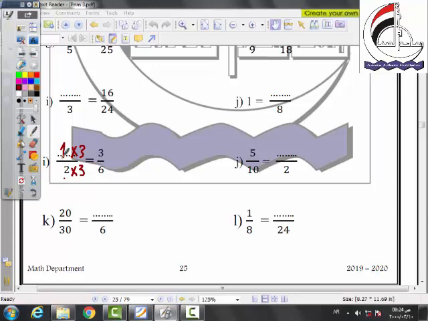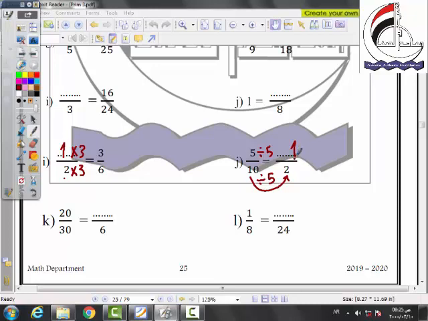5 over 10 equals blank over 2. 10 became 2. Did the number increase or decrease? Decreased. So do we multiply or divide? Division. So 10 divided by what equals 2? 10 divided by 5. Then divide by 5 down and up: 10 divided by 5 is 2, 5 divided by 5 is 1. Then 5 over 10 equals 1 over 2.